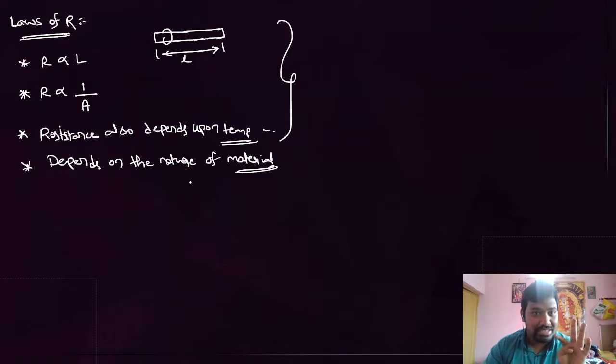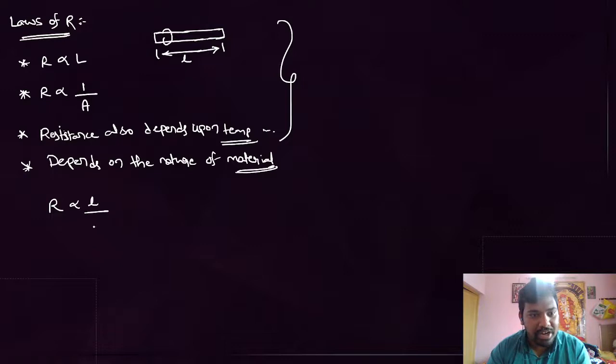The first law states that the resistance of a conductor is directly proportional to its length. First law done. Second law: the resistance of a conductor is inversely proportional to the area of cross section. Second law done. Third law: resistance depends upon temperature. Third law done. What is the fourth law? It also depends upon the nature of the material. Done, four points done. Now let us conclude it into a single thing.